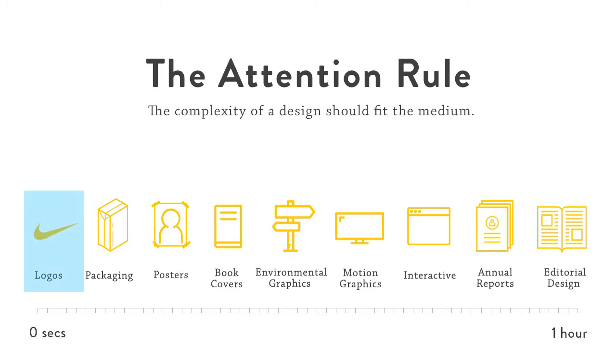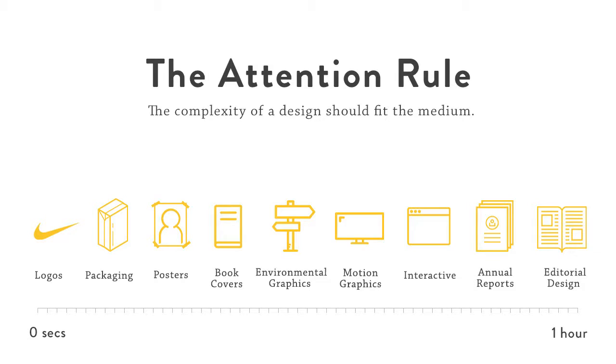On the left side of the scale, you have logos. Logos have to communicate in about a second or less. That's because people see logos when they glance at a billboard, or walk past the coffee shop, or while browsing through a magazine. It has to be quick. There's very few words and images and graphic elements on this left side, because if we put them there, they'd take longer than a second to digest.